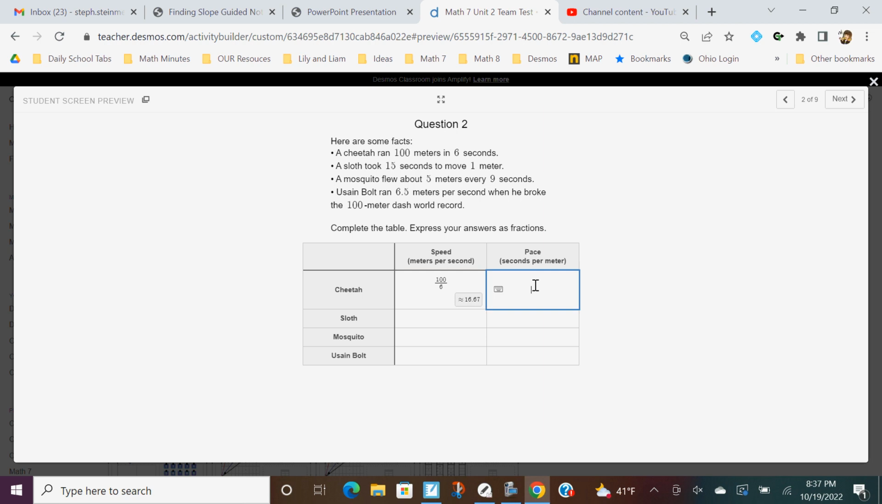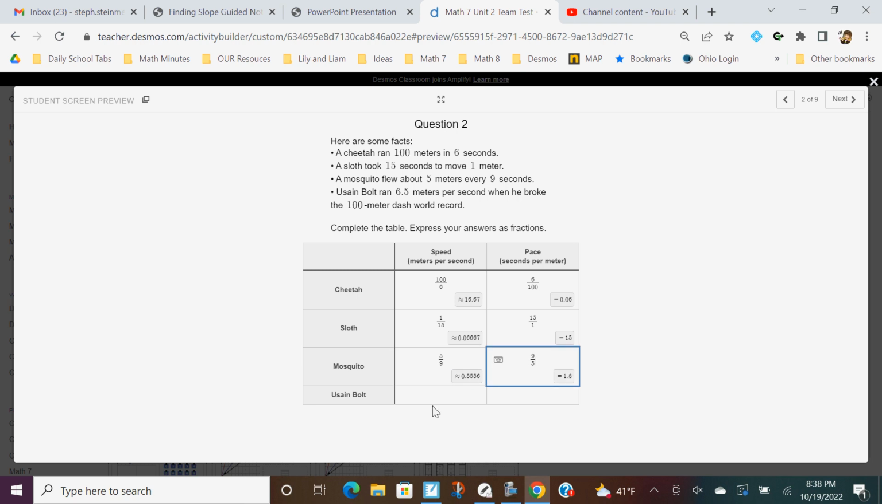And then the pace would be the opposite way, so 6 over 100, and if you guys recall, those are called reciprocals. A sloth took 15 seconds to move 1 meter. This one was a little bit tricky because a lot of people started with 15 over 1, but the meter was 1, so it should have been 1 over 15. And then the pace should have been 15 over 1, or just 15. The mosquito, 5 meters every 9 seconds, so 5 over 9. Then the pace would be 9 over 5, because I flip it over.